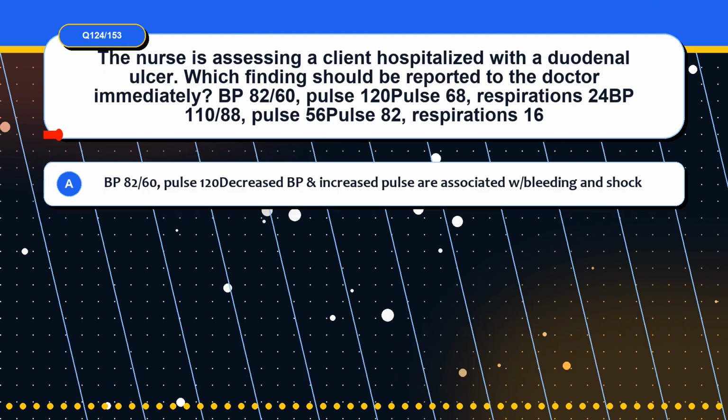Question 124. The nurse is assessing a client hospitalized with a duodenal ulcer. Which finding should be reported to the doctor immediately? BP 82/60, pulse 120. Pulse 68, respirations 24, BP 110/88. Pulse 56. Pulse 82, respiration 16. Here are the options. Option A. BP 82/60, pulse 120. Decreased BP and increased pulse are associated with bleeding and shock.